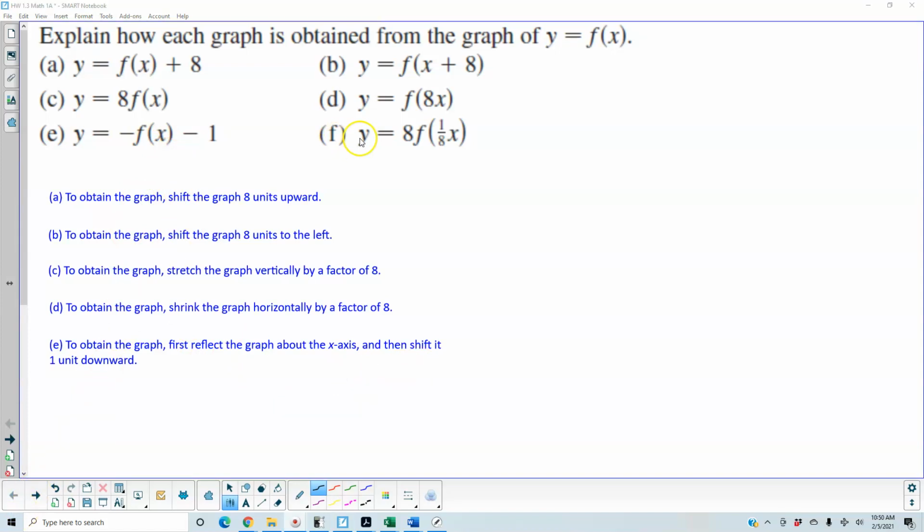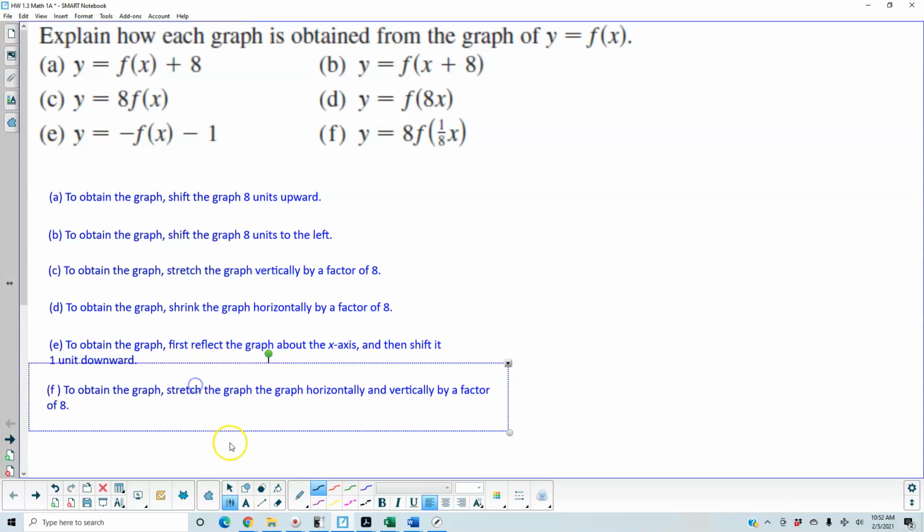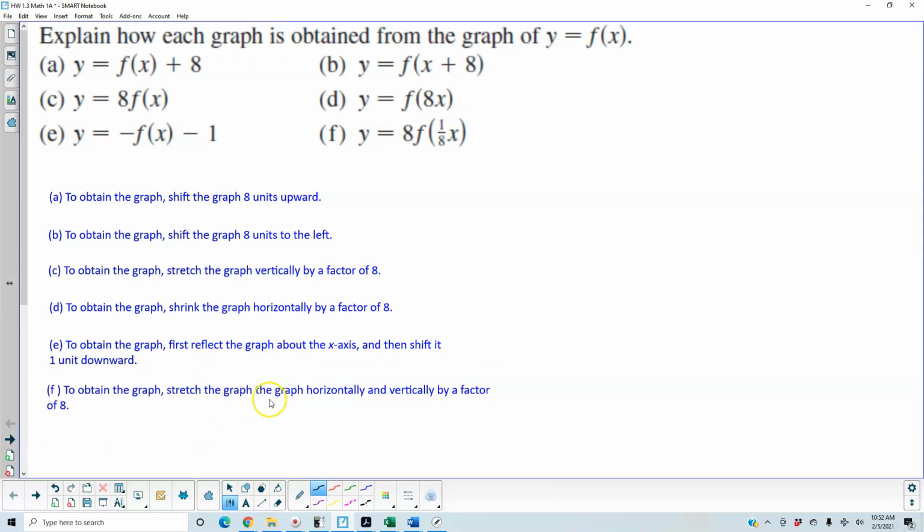And then for part F, y = 8 times the function f(1/8 x). To obtain the graph, we're going to stretch the graph horizontally and vertically by a factor of 8.